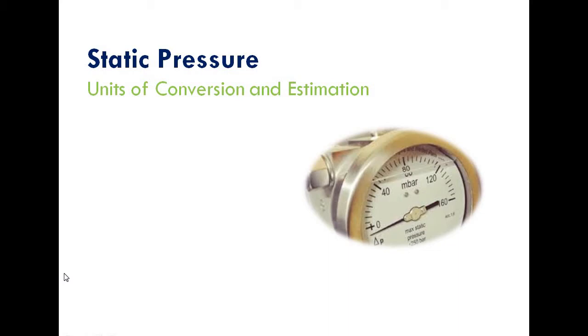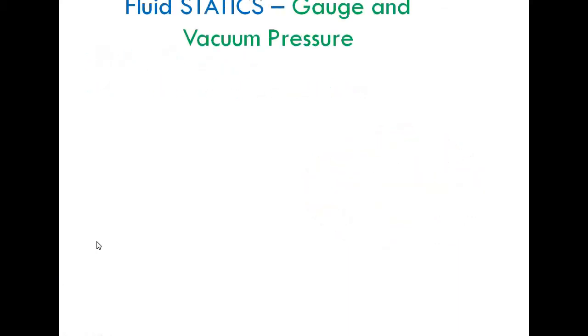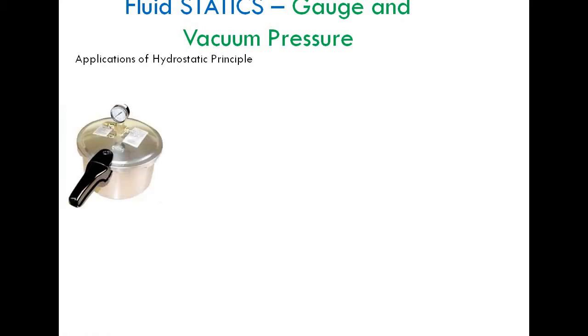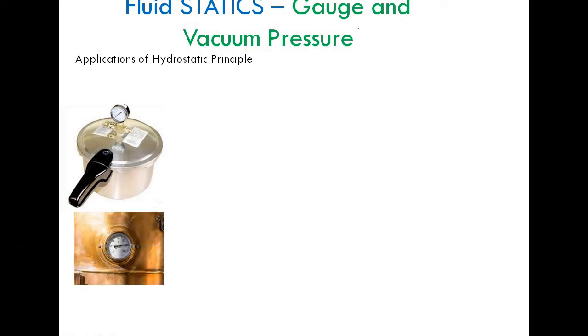Now, fluid statics, gauge and vacuum pressure. Normally what we term pressure is the gauge pressure. This is known as gauge pressure, that means pressure above atmospheric pressure. We know that the atmospheric pressure is 1 bar, and pressure that is expressed relative to atmospheric pressure is normally termed gauge pressure.